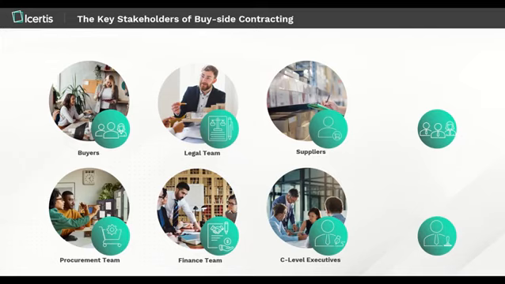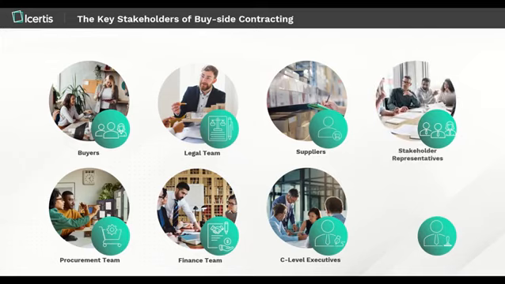risks and benefits. Besides the key players we discussed earlier, there might be other stakeholders within your organization. This includes end users, department heads, or subject matter experts who provide valuable input and evaluate supplier proposals. Collaborating with these stakeholders ensures well-informed contracting decisions that align with organizational needs.